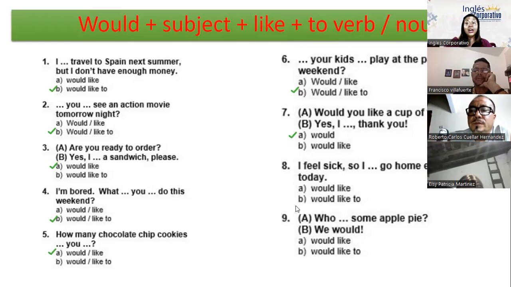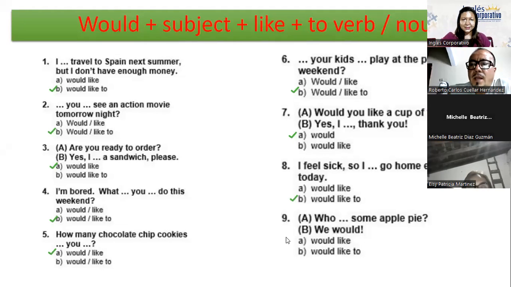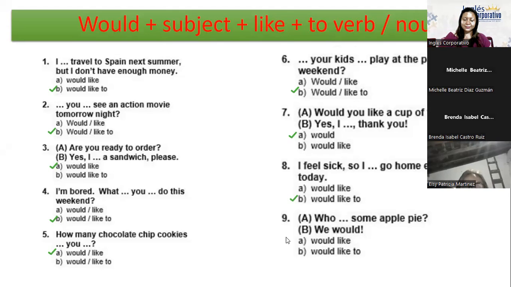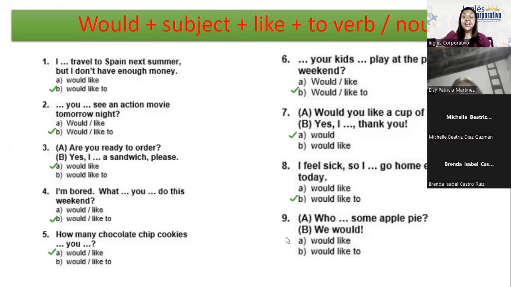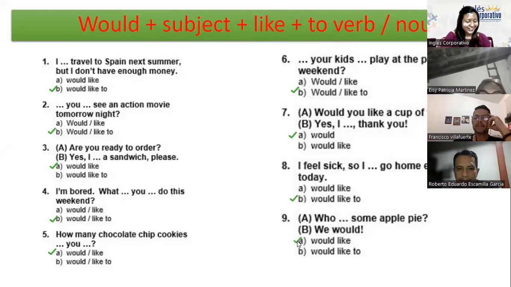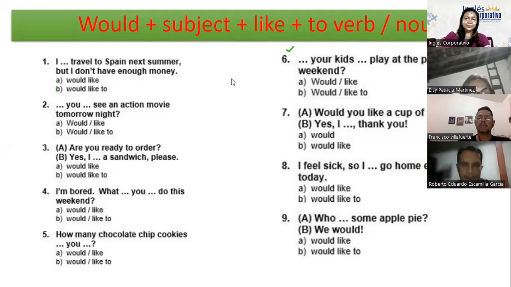Okay, number eight. I would like to go home early today. Yes. And number nine. Letter B. So B or A. A. Yes. Who would like some apple pie? We would. Exactly. It's would like, because we don't have an action. Different if it says who would like to eat some apple pie, but we don't have the verb. So it's just who would like some apple pie? We would. Okay, very nice, excellent. Thank you.